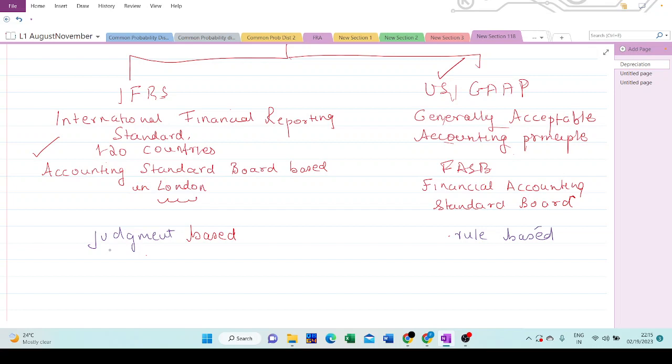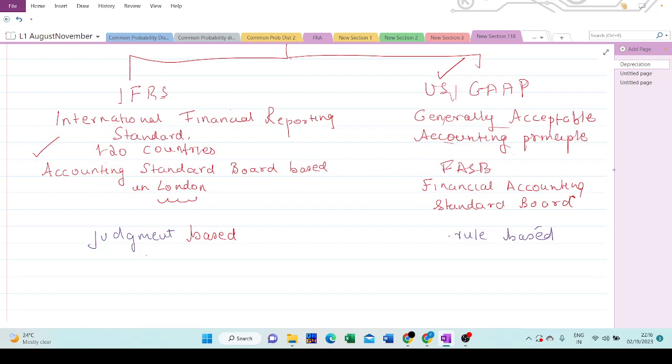So basically, what I want to say when I say judgment based and rule based is that when it comes to accounting treatment, US GAAP is more rule based, and IFRS leaves a lot to the judgment of the accountant who's preparing the financial statements, right? So this is the primary difference. But as we discuss the forthcoming readings, I will illustrate a number of differences in accounting treatments between IFRS and GAAP.